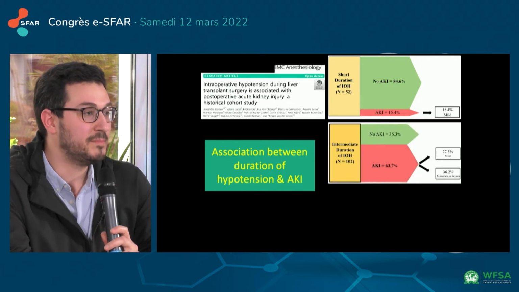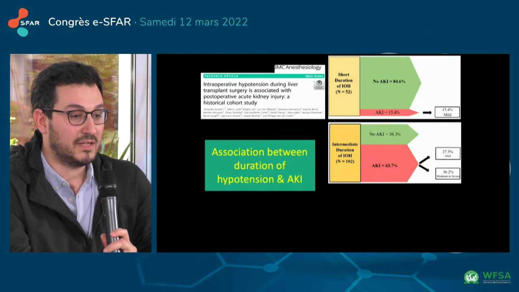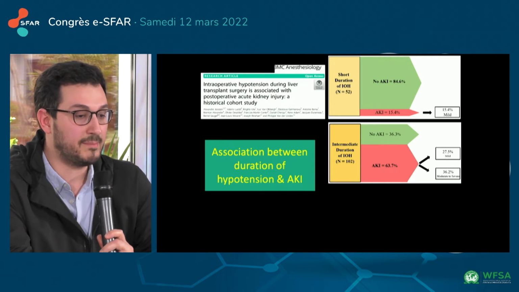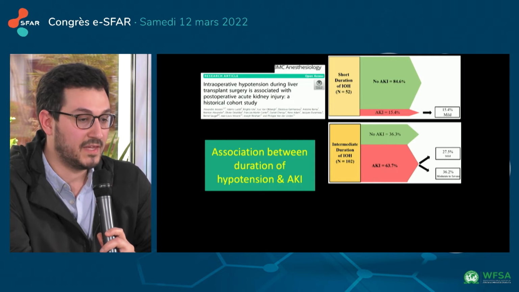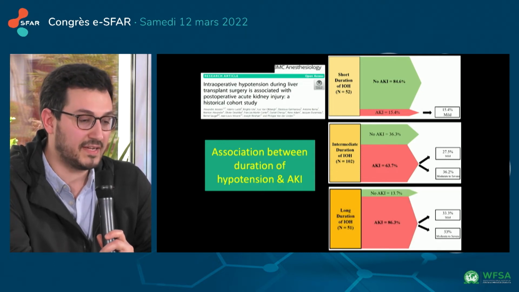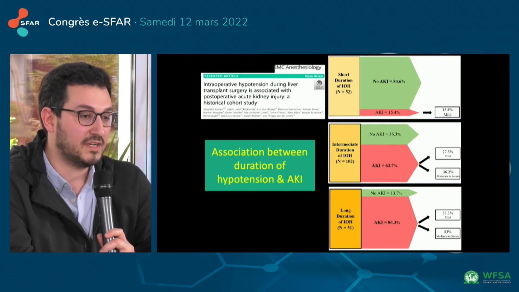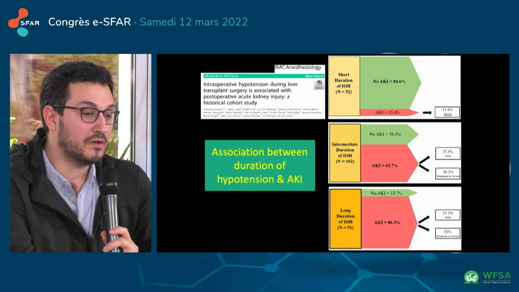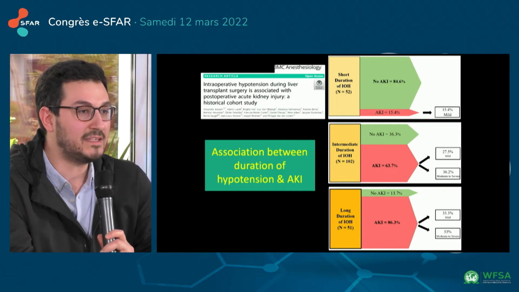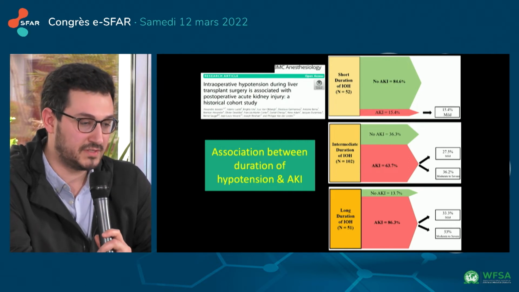When patients spend between 10 and 40% of the surgical time in hypotension, they will have no acute kidney injury for just 36% of them, and acute kidney injury for 63% of them, 27% mild, 36% moderate to severe. And when patients spend more than 40% of the total duration of the surgery in hypotension, it's the exact opposite of the first slide, the short duration. We have only 13% of patients who will not develop any acute kidney injury, and more than 85% will develop an acute kidney injury, 33% mild, and 53% moderate to severe.